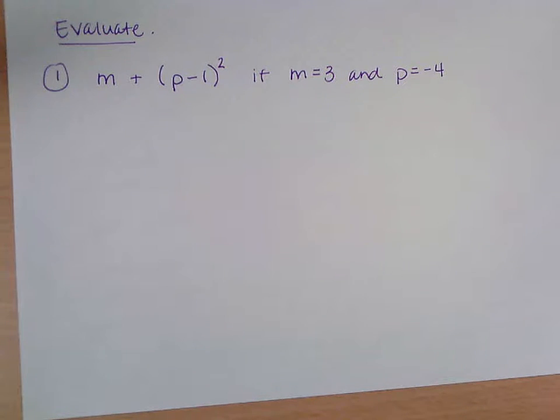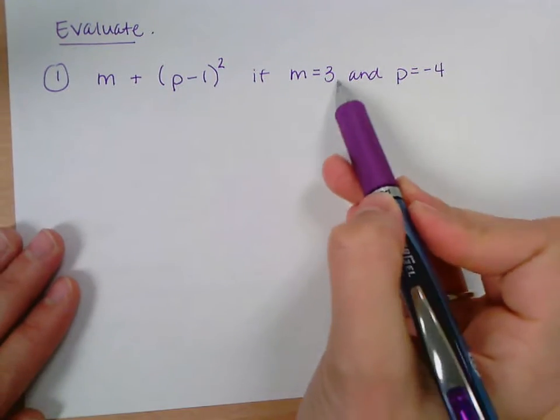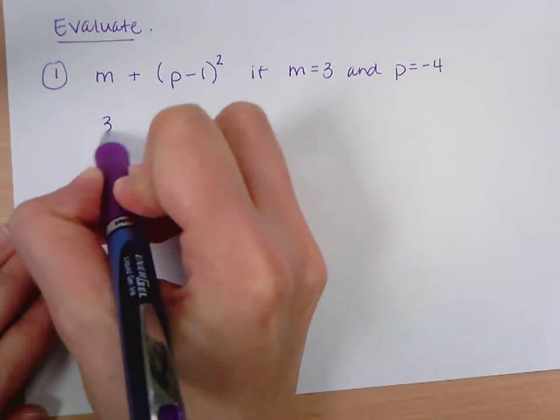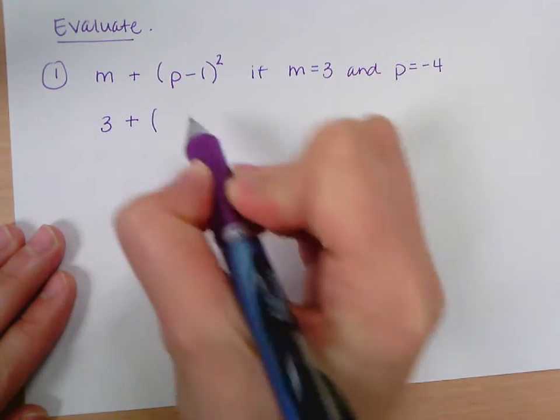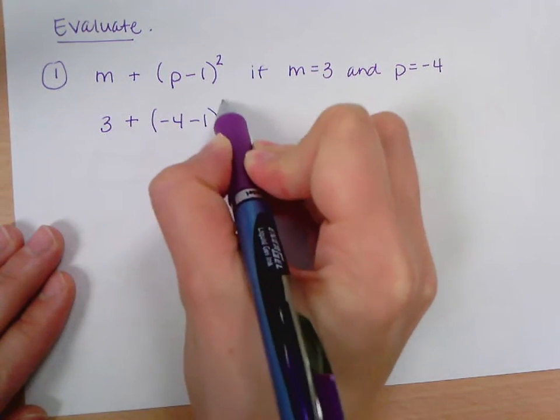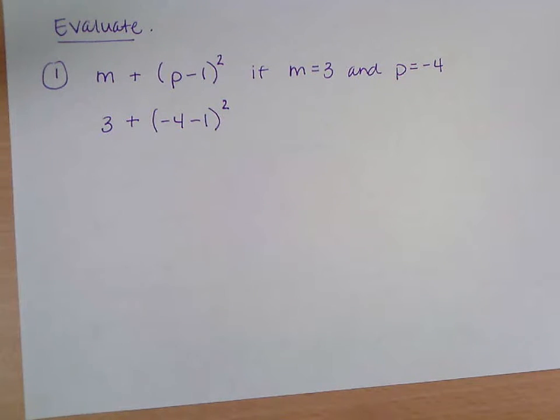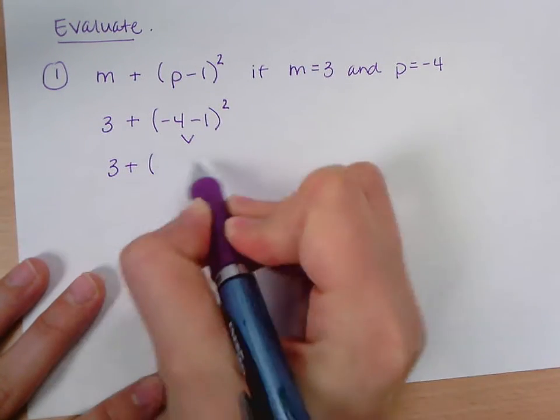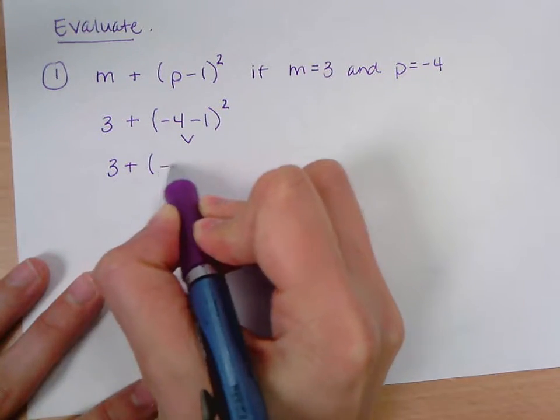So again, I know this is review, just making sure we're all on the same page. So I have to put the 3 in for m and the negative 4 in for p, and then I can work with the parentheses first. So I have 3 plus the quantity negative 4 minus 1 squared. And now in the parentheses, and I would say for these types of things, try not to use your calculator. I realize we get so reliant on calculators, we start typing things in, but try to practice your mental math. Negative 4 minus 1 is negative 5.